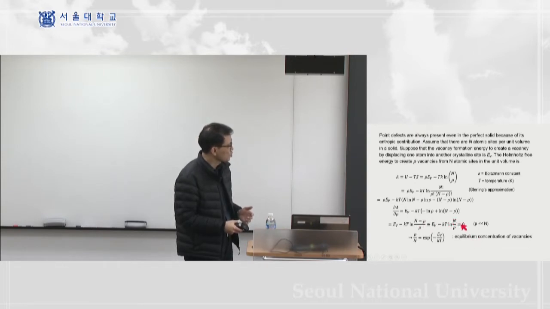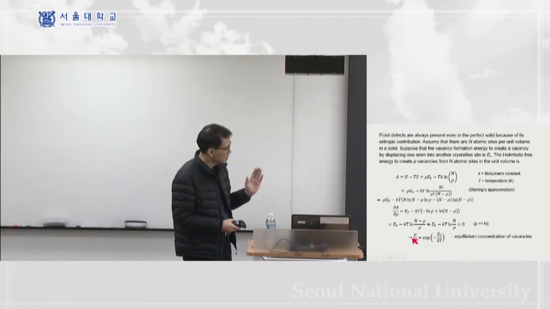And since this should be 0 at equilibrium condition, this means that rho divided by n, which corresponds to the density, or the probability that each site is taken up by a vacancy, is nothing but the exponential of minus EV over kT, which is the Boltzmann factor of the vacancy formation energy. All right. So this is the equilibrium concentration of vacancy.